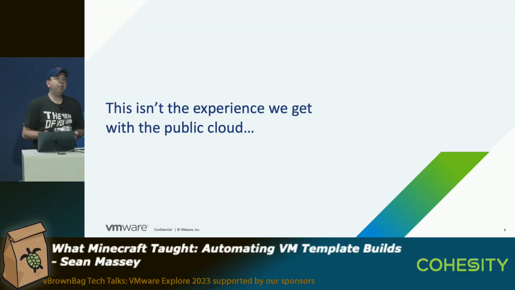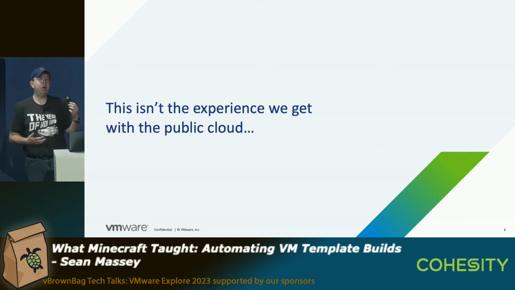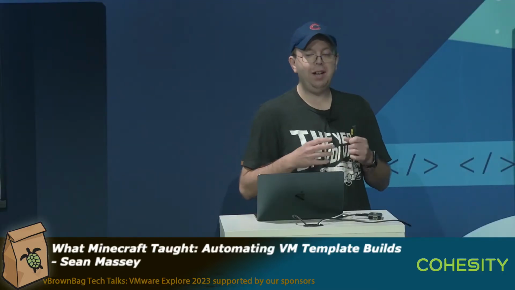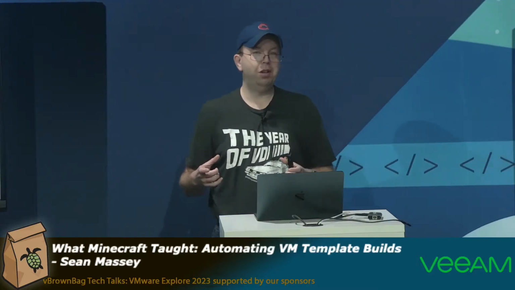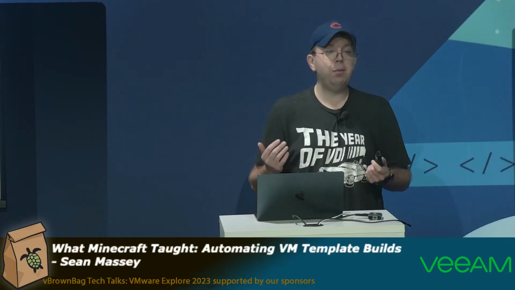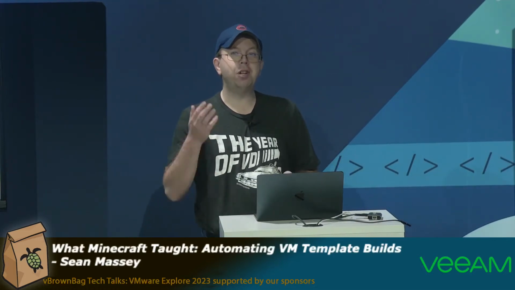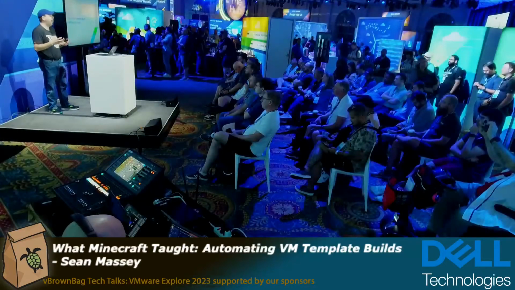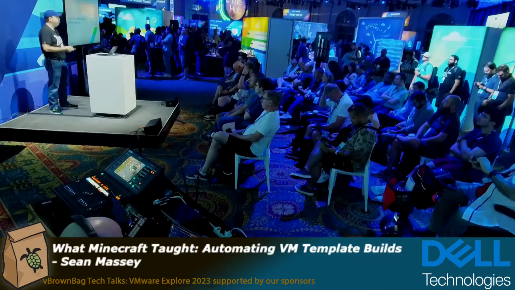Now, if we think about the public cloud, this isn't the experience we get. When you go into Amazon or into Azure or whatnot, there's a catalog for you. You can just pick the image you want. Even our VMware Cloud Provider Program partners who are using CDS and VCD have these catalogs of things that you can just select and deploy.